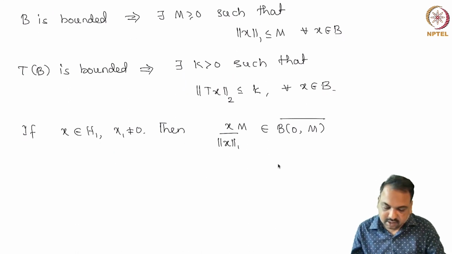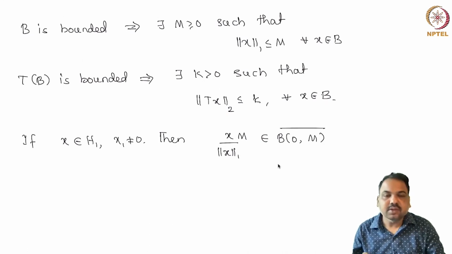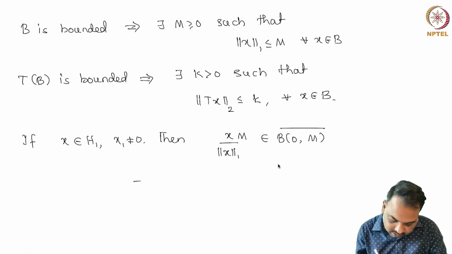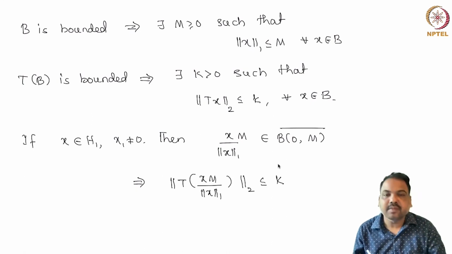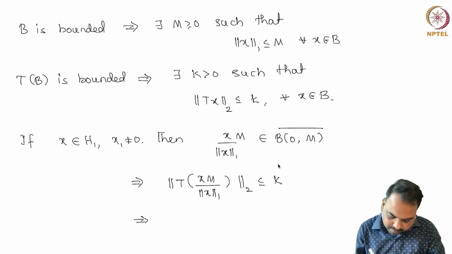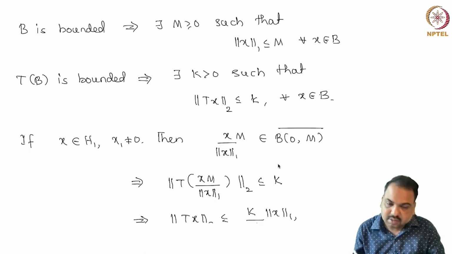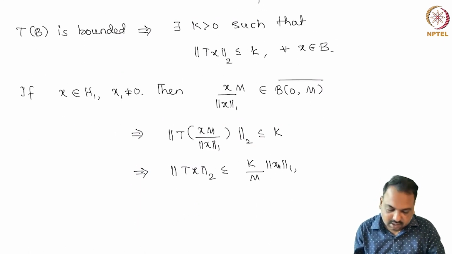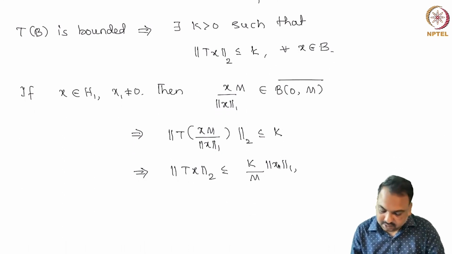Okay, so whenever the norm of an element is less than or equal to m, its image norm is less than or equal to k. So let us use that fact. Then this implies norm of T xm by norm x1 is less than or equal to k. So this implies that norm of Tx is less than or equal to k by m multiplied by norm x, and this is for any x in H1 with norm non-zero.